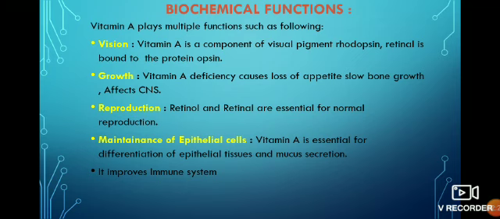Biochemical functions of vitamin A. Vitamin A has multiple functions, for example, vision, growth, reproduction, maintenance of epithelial cells. Vision: vitamin A is a component of visual pigment rhodopsin. Retinol is bound to protein opsin. In growth, vitamin A deficiency leads to loss of appetite, slow bone growth, and affects the CNS.